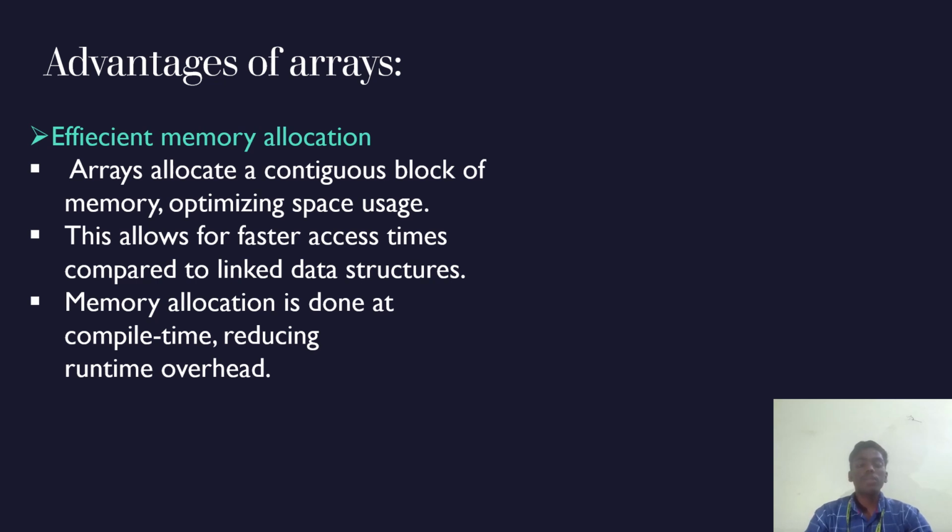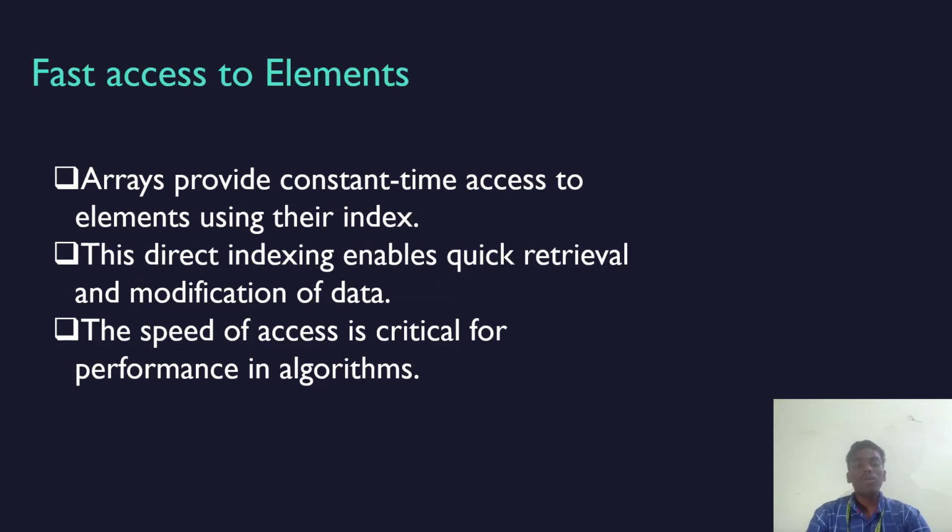First one is efficient memory allocation. Array allocates a contiguous block of memory, optimizing the space usage. This allows for faster access times compared to linked data structures. Memory allocation is done at compile time, reducing runtime overhead. Fast access will be there, because we pass their index, so it will be easy to access those elements by calling their variable name.